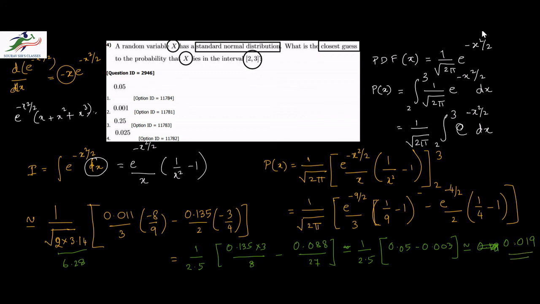So we can see that the value of the probability of X will be roughly in the range of 0.019 or 0.02, and in the given options we can see that only option 4 is the closest, which is 0.025. Now you remember that we did a bit of approximation by leaving out the rest of the terms. If we had taken those terms, it would have come closer to 0.025. So 0.025 is the correct answer.